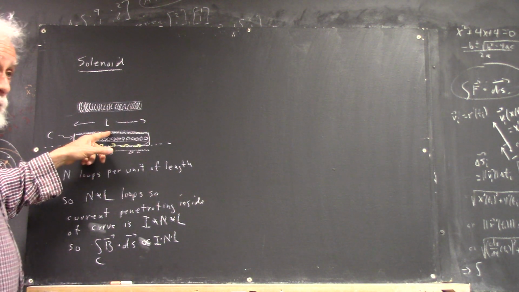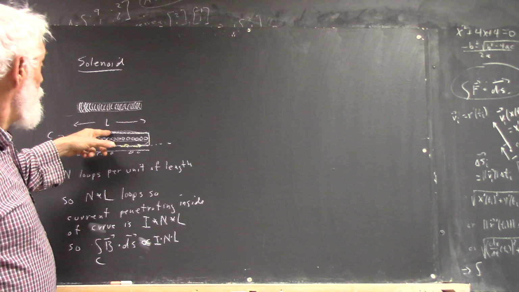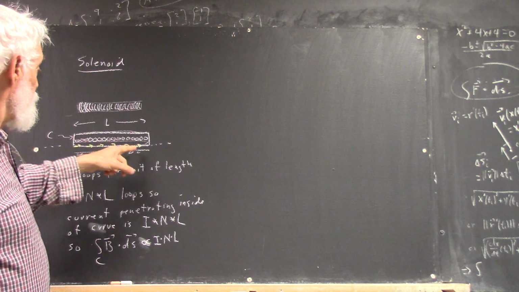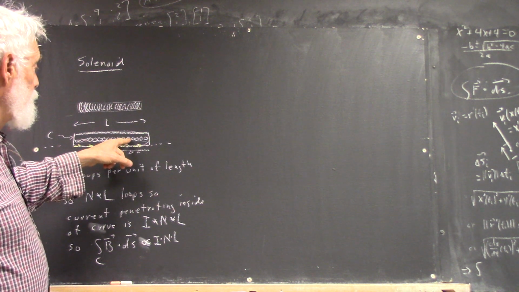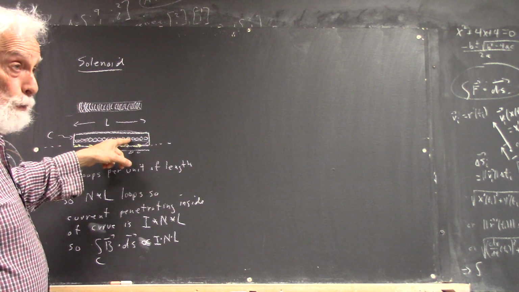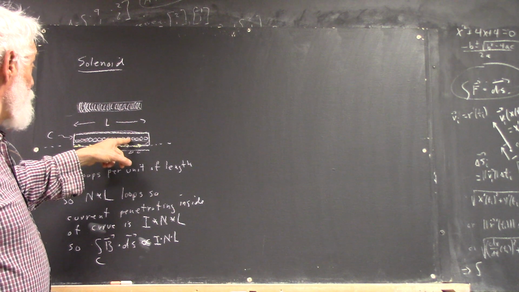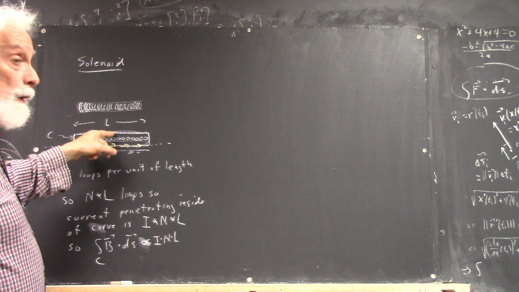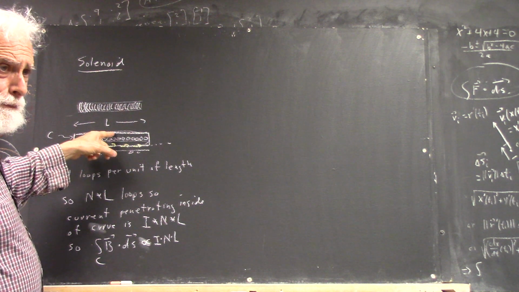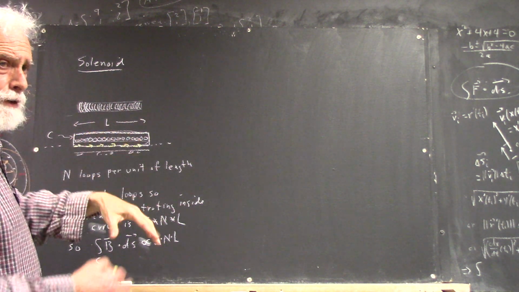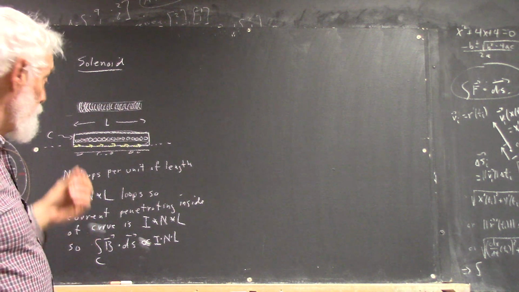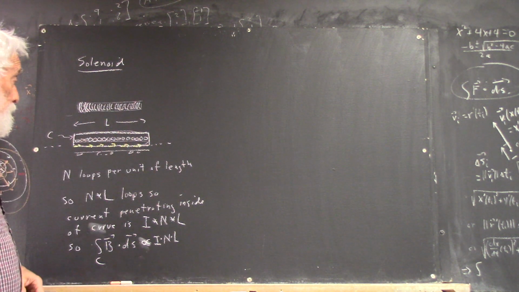And another argument tells you that the magnetic field is pretty much zero out here. Because if you consider the field due to this loop or coil, whatever, at this point, and the one from here, they're equal and opposite. They just cancel out. Okay? And that's not what happens inside.